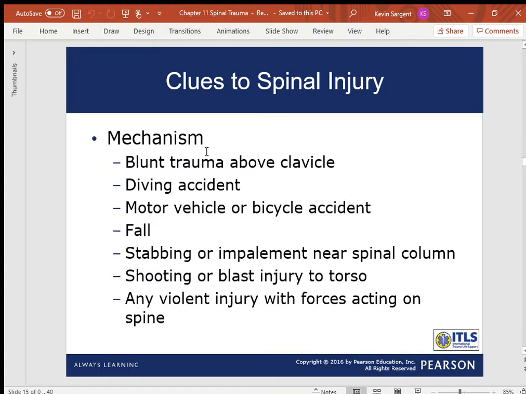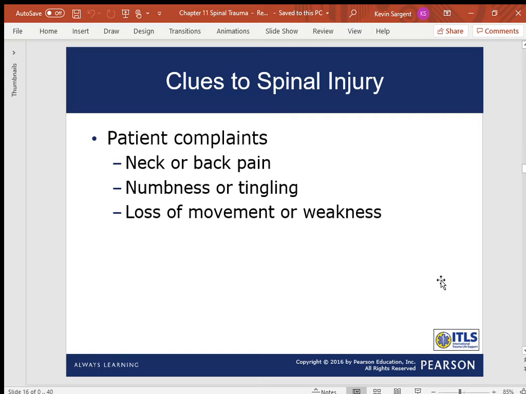Mechanism, blunt trauma above the clavicle, diving accidents, motor vehicle or bicycle accidents, fall, stabbing or impalement in your spinal column, or shooting or blast injury to the torso. Any violent injury with forces acting on the spine includes the spinal injury. Patient complains of neck or back pain, numbness or tingling, loss of motion, weakness. Don't minimize that. Just because the patient says, well, my neck hurts, but I think I'll be okay. My back hurts, I feel okay.